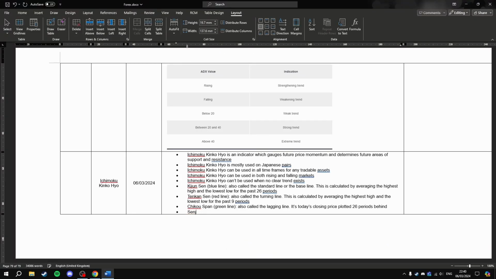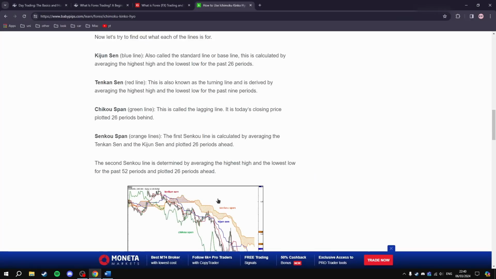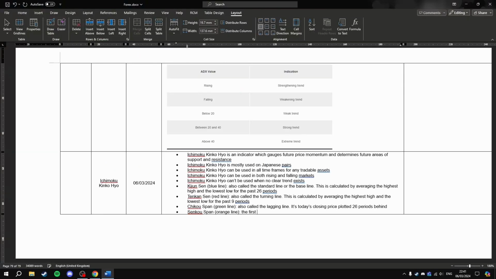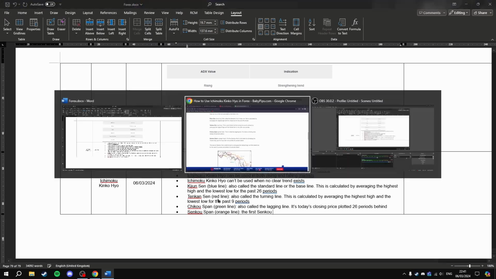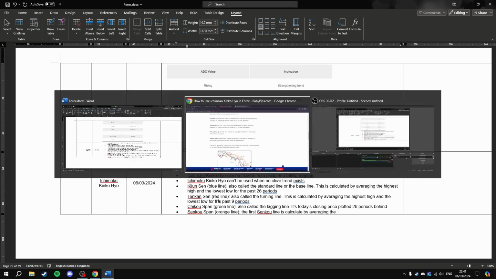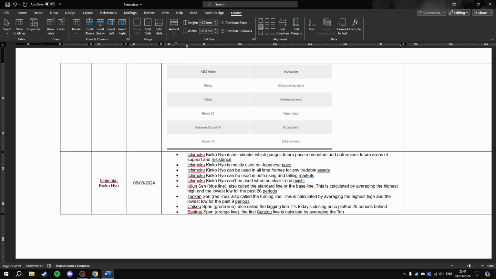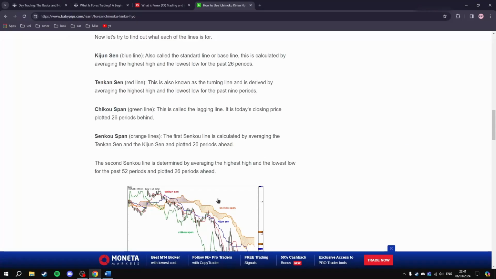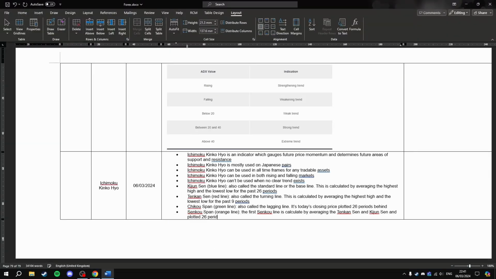Senkou Span, orange line. The first Senkou line is calculated by averaging the Tenkan Sen and the Kijun Sen and plotted 26 periods ahead.